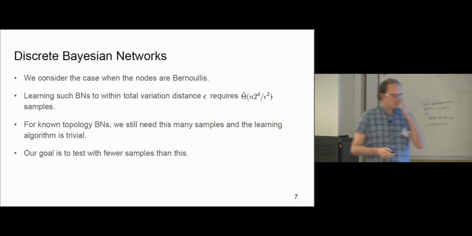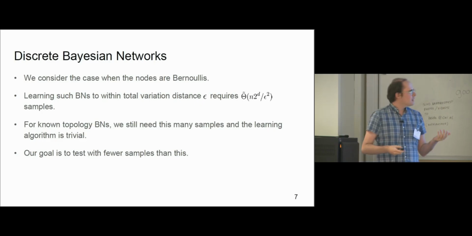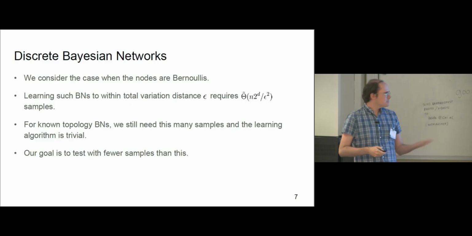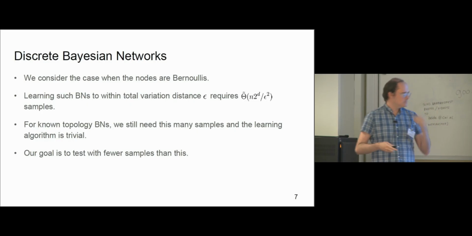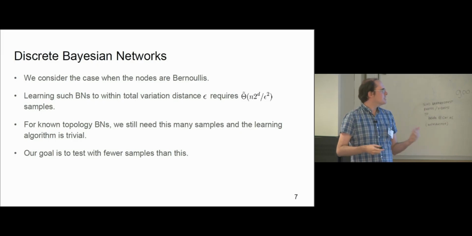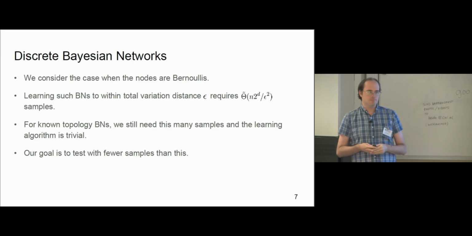And this would take, rather than 2 to the n, the size of the domain, n times 2 to the d over epsilon squared samples if we wanted to learn these. And we're interested in tests which can test with fewer samples than it would take to learn the network.